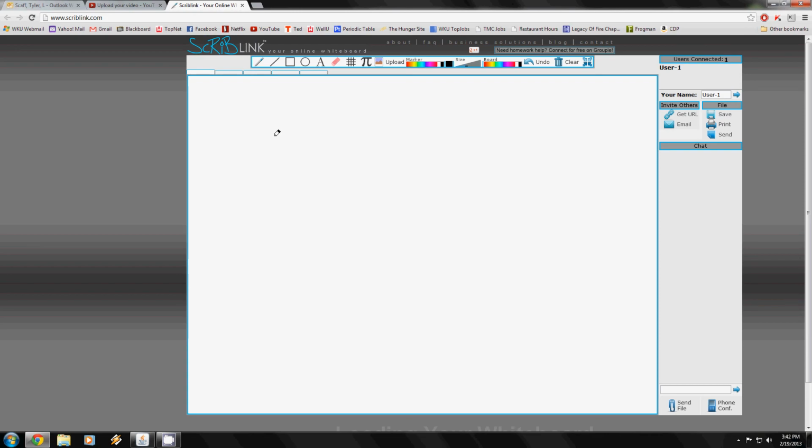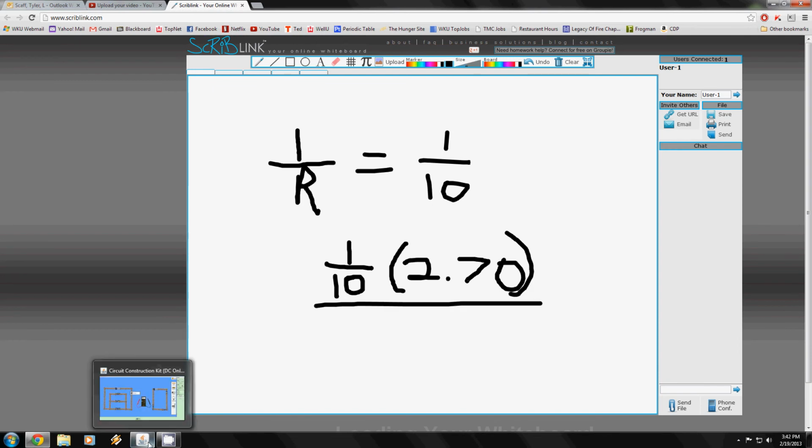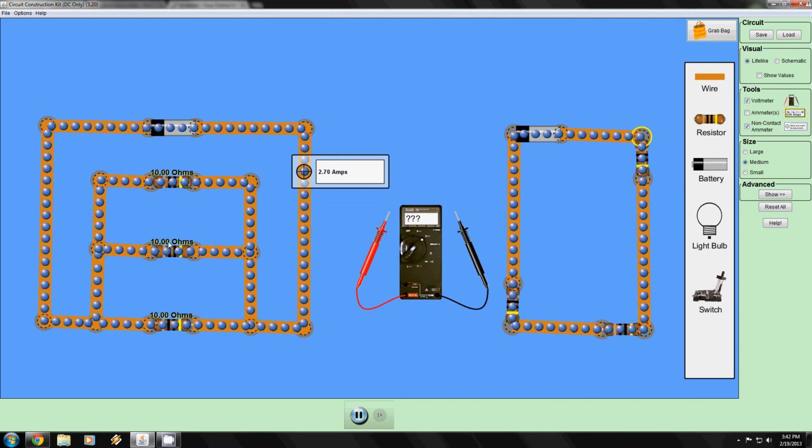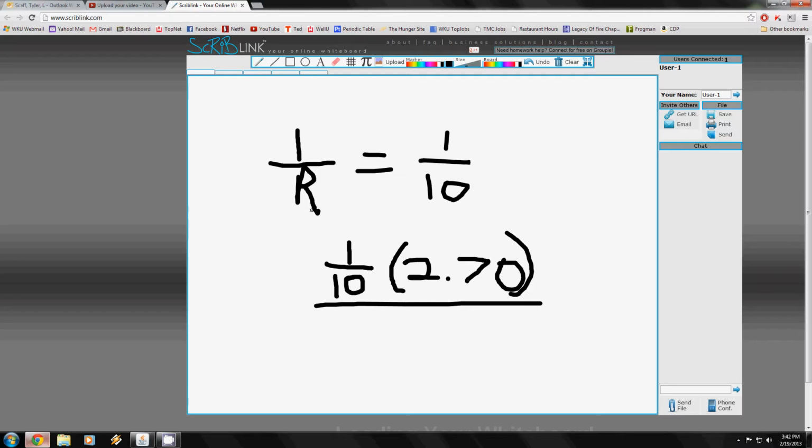So the calculation we're going to start doing is, first, we're going to find the Siemens of that resistor, which is 1 over R, so that's going to be 1 over 10. Now, we're going to take this 1 over 10, just like we did in class today, and multiply it by the total current, which is 2.70 amps, and then divided by the total Siemens of all the resistors. So it's 10, 10, and 10, so that is 1/10, 1/10, and 1/10, which adds up to 3/10.